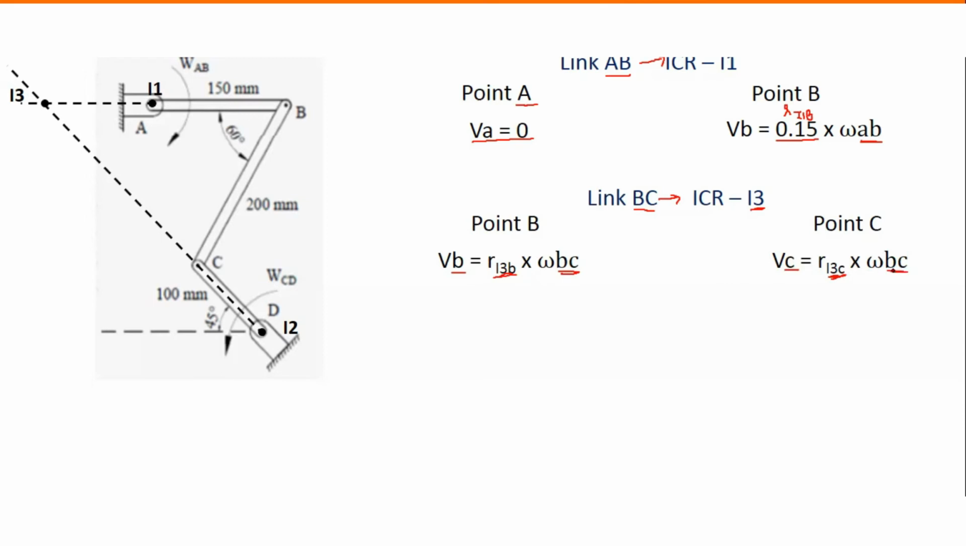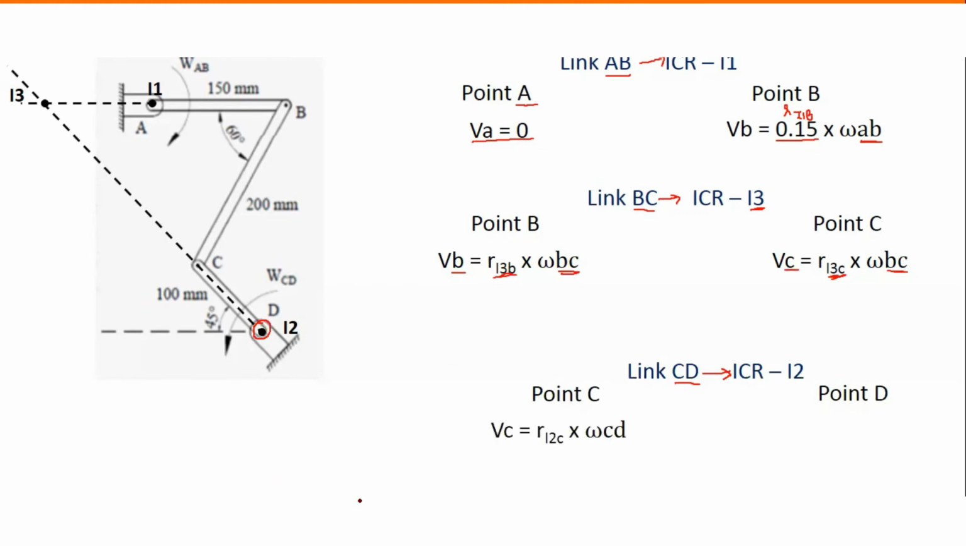Third link. What is our third link? The third link is CD. The corresponding ICR is I2. So I have written link CD corresponding to ICR I2. Now next step. What are the 2 points? The 2 points are C and D. So I will write point C, point D. But now you can observe here, point D is itself a hinge point. Hence I can write directly VD is equal to 0.